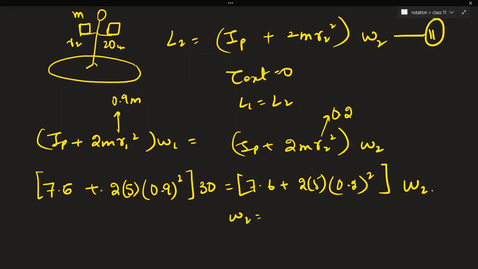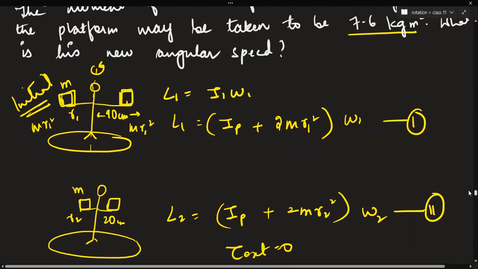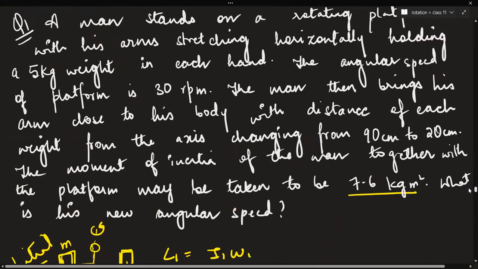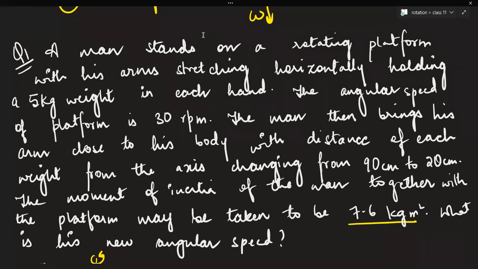So from here you can find the answer, which will be in rotations per minute, because omega 1 is in rotations per minute. You can solve that later on and let me know whatever answer you're getting. Like this, you can get numericals from angular momentum too. Quickly note it down, class. Any doubts you have, please let me know.